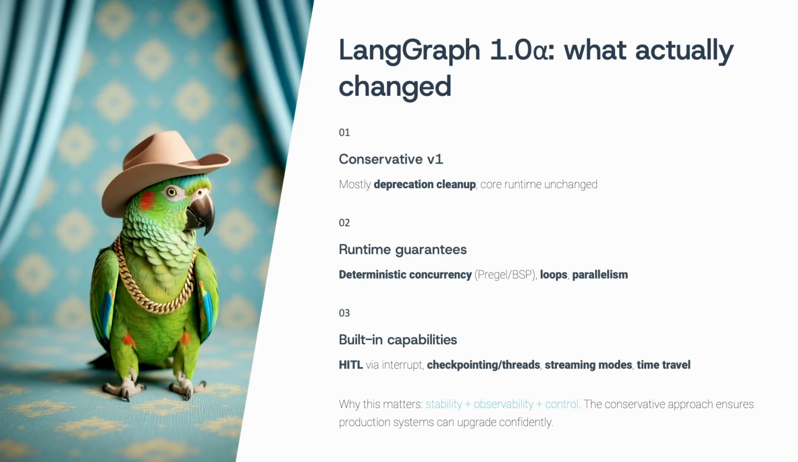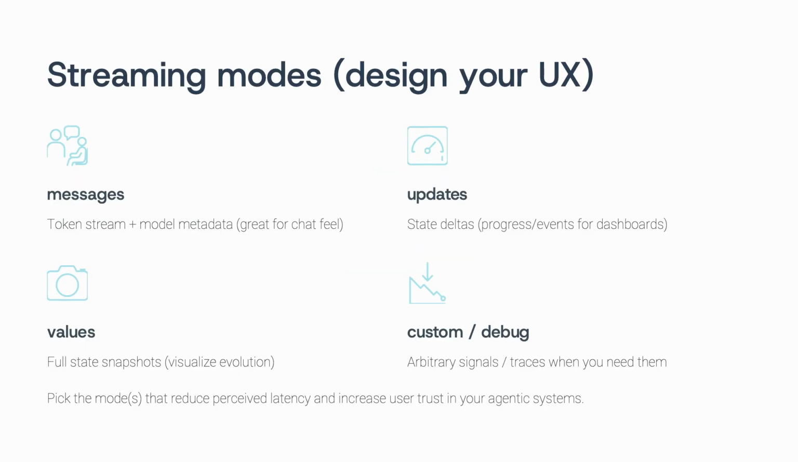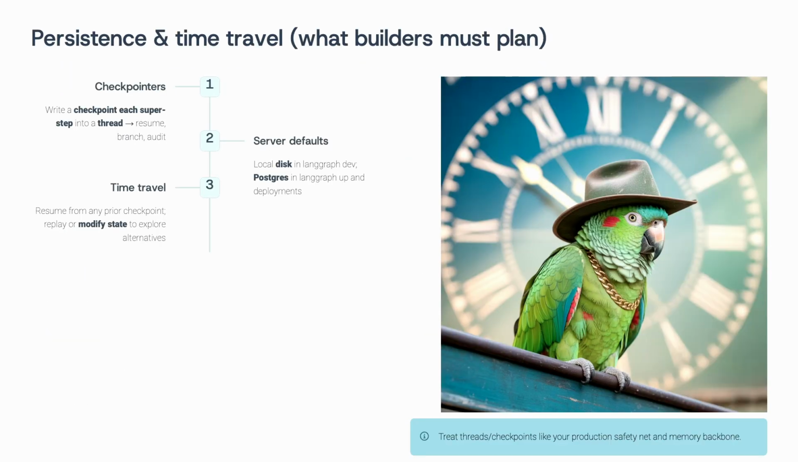The other thing is time travel, so you can go back and forth within your agents. Streaming modes, so there are 4 modes that you can do now. There's messages, which is a token stream with metadata, so chat. There's an updates streaming mode, which will update your UX, right? You can pass values, which is a full state snapshot, and then you can customize it so you can debug it, right?